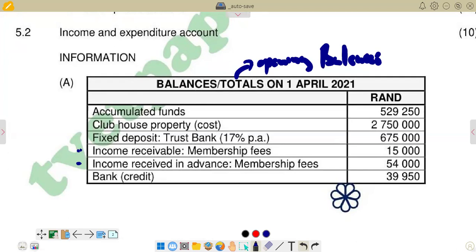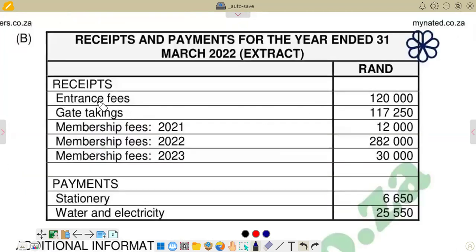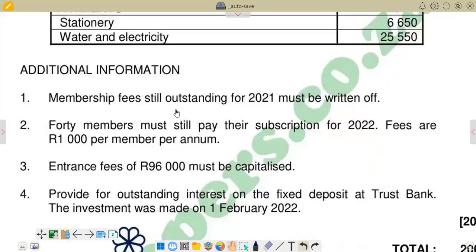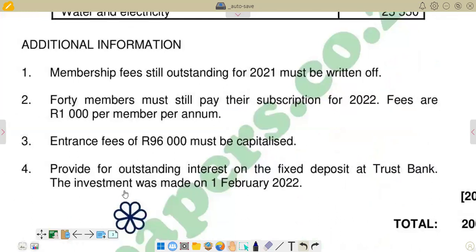If you go to the next page, you'll see that we've got a continuation of this question. Let's see what we have. We've got receipts and payments for the year ended 31 March 2022, which is an extract. This is the information that we are given in that table. Beneath that, we've got additional information that you also have to take note of.